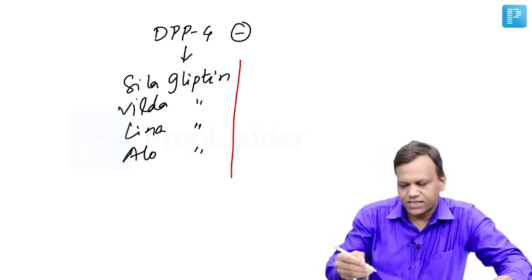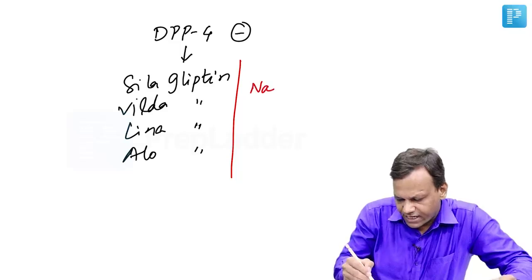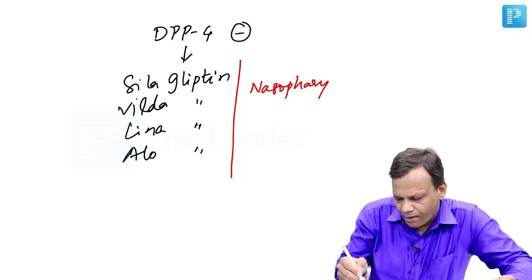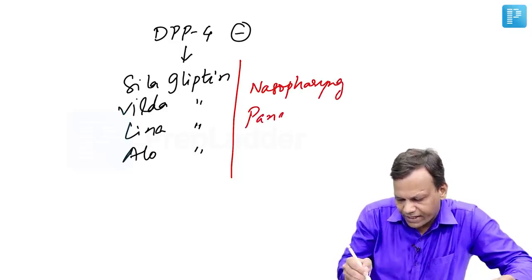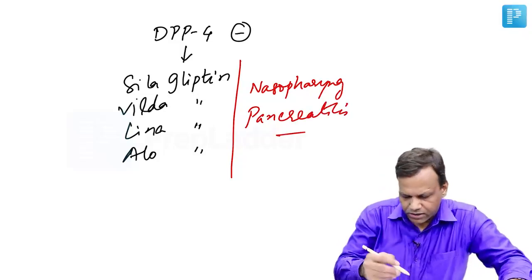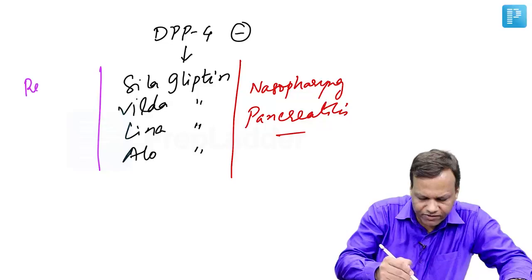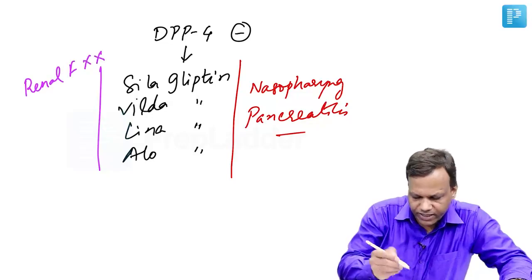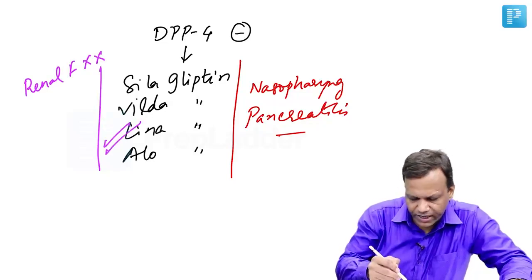The most important thing, they can cause nasopharyngitis as a side effect. Apart from this, they can cause acute pancreatitis. They are associated with pancreatitis, and gliptins are avoided in renal failure. They are contraindicated in renal failure. The only drug which is safe is linagliptin.